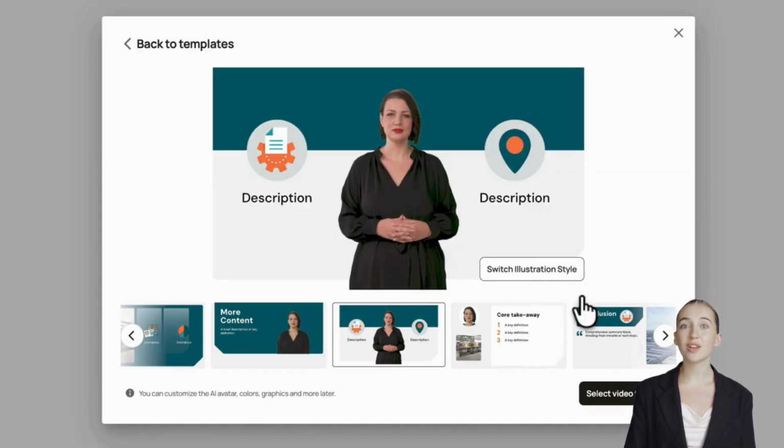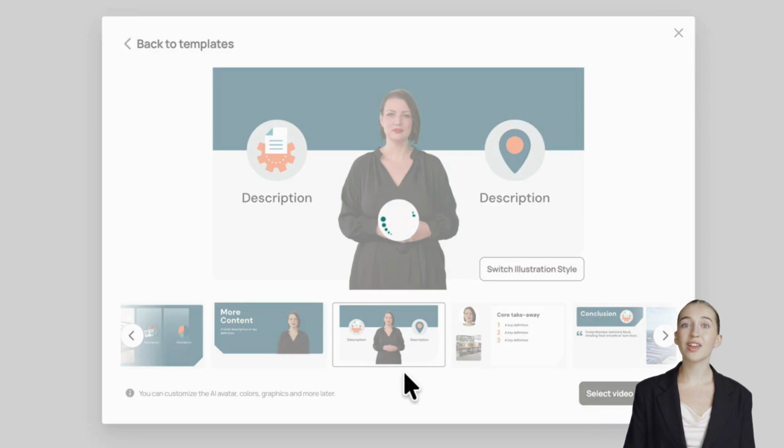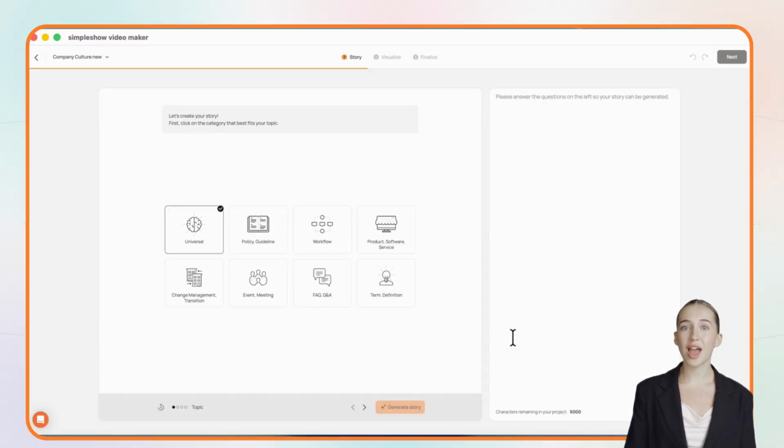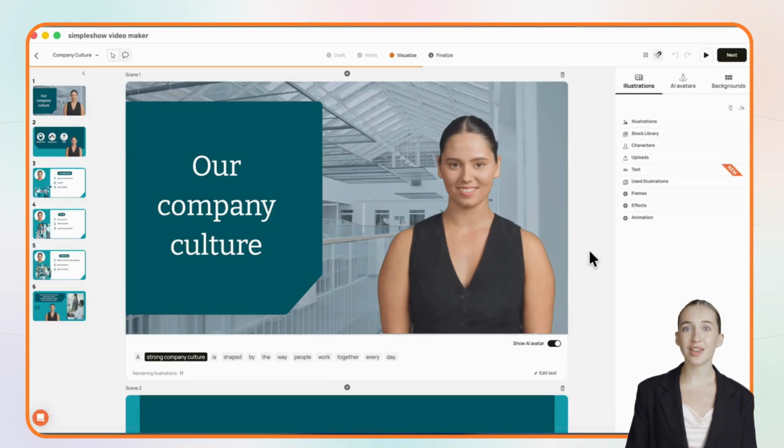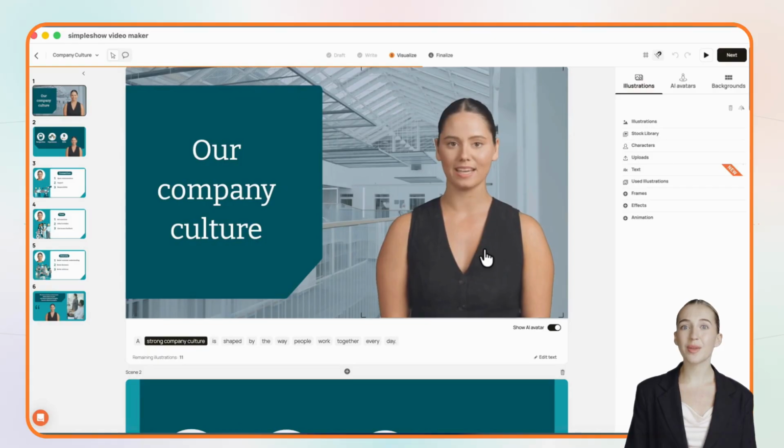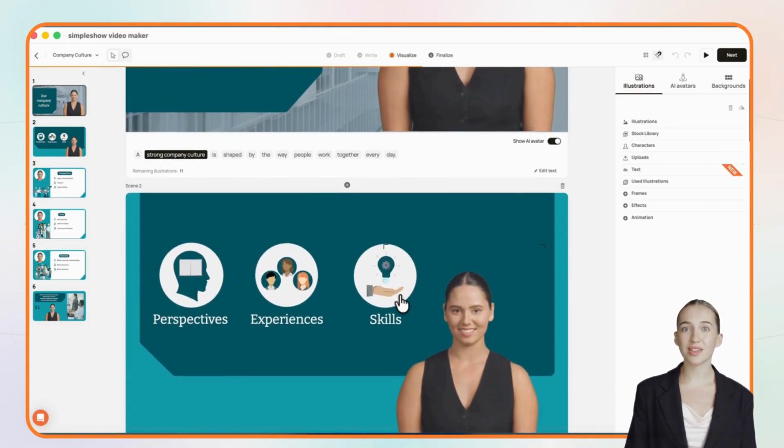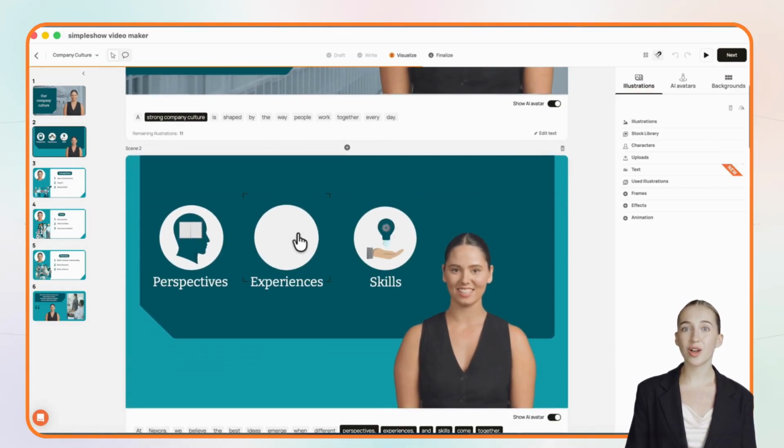Now I click Select Video Template. In the next step, I can create my script with AI as usual. We'll skip that part for now and jump straight to the result. Let's take a look at what the simpleshow Video Maker has created by combining my script with the selected template. That looks really professional already.